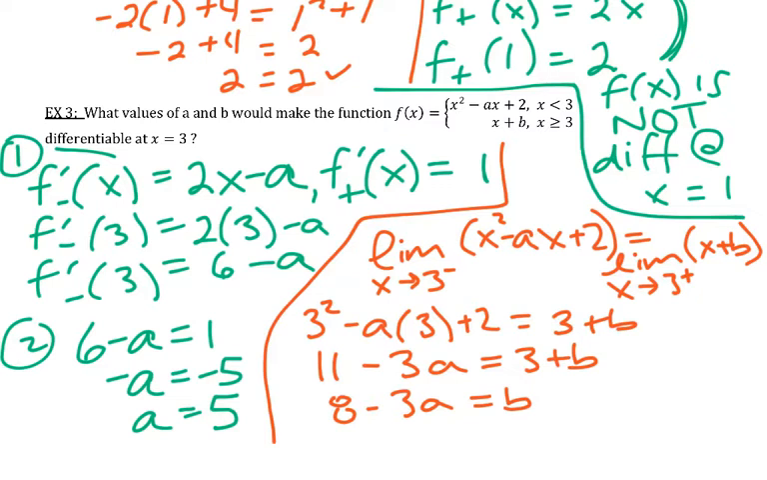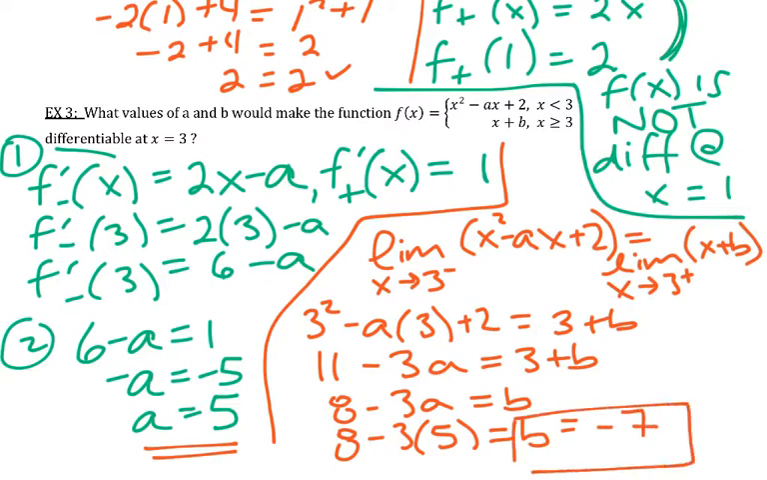So if we had started with this piece, we wouldn't be able to solve. We would have to go to the differentiable part next. We did it in the opposite order. Here it doesn't matter. But we found when we did the differentiable part of this problem that a equals 5. So I'm going to plug 5 in and say that that equals b. So 8 minus 15 equals negative 7. So that's our b value and our a value. And that's it for looking at differentiability algebraically.